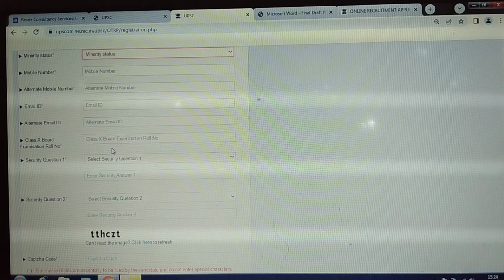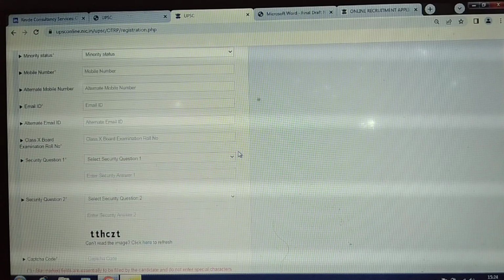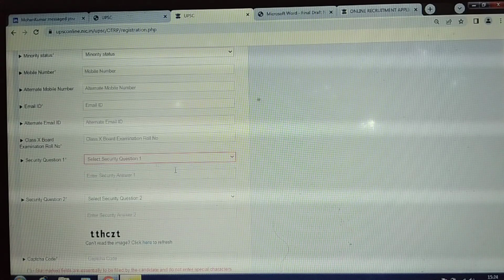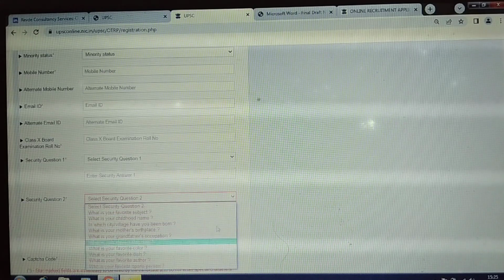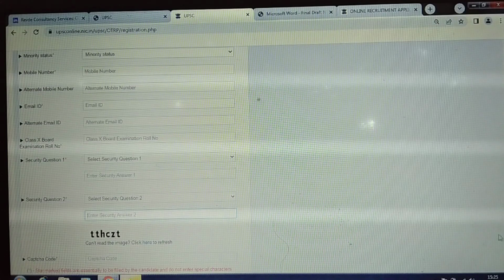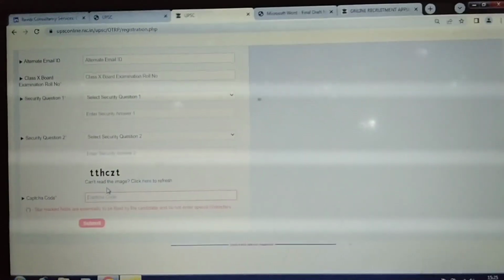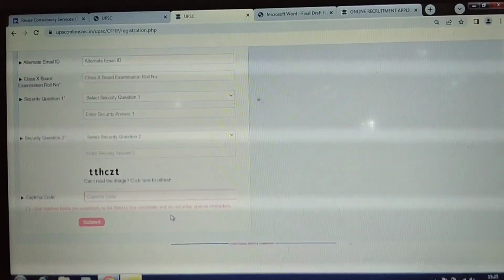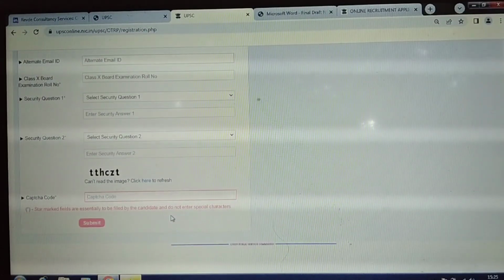Mobile number, alternative mobile number, email ID, alternate email ID, class X board examination roll number, and security question. You always have to remember the security question which you are given. Also, you have to remember the answer which you have given for this security question, and you also remember which question you have selected, and keep the answer in your mind. Then you have to enter the captcha code, then you have to submit.